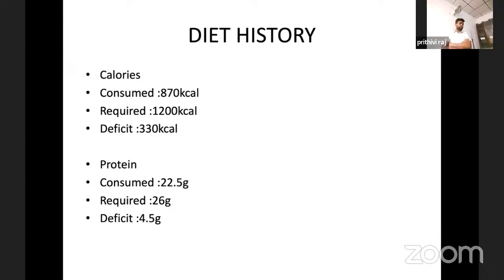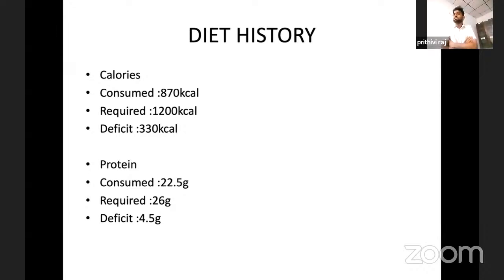Do you know the Holliday-Segar formula? It is used for calorie intake. So for the first 10 kg, how much will it give? 1000 kilocalorie. That means for every 1 kg, it's 100 kilocalorie. So 10 kg comes as 1000, right?